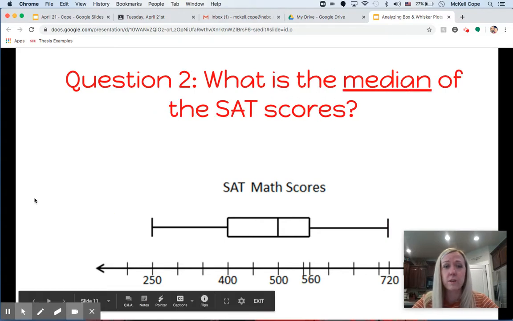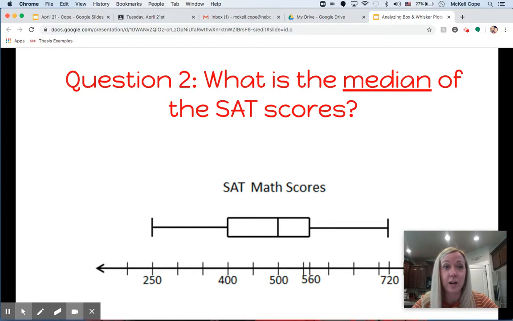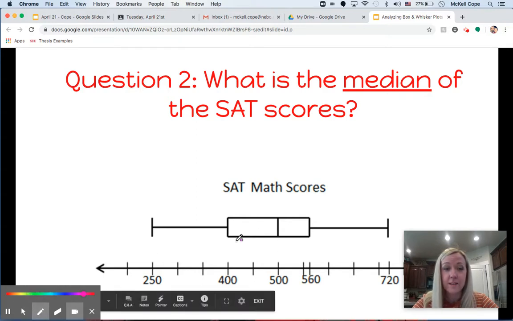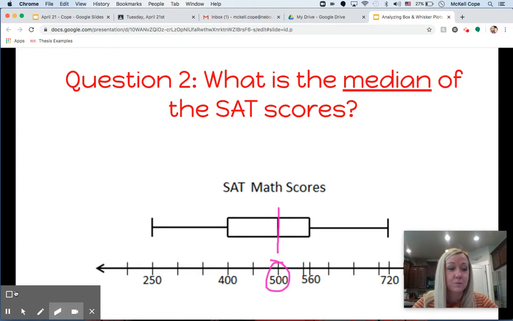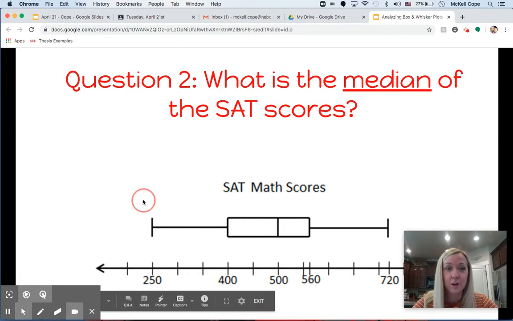Okay, so question 2, what is the median of the SAT scores? Try it on your own and then unpause. Okay, so the median, remember, is this line right here in the middle of the box. So I'm going to identify the line right there that cuts my whole data in half. So the median is this line right here, and the median is 500. That is the number that is exactly in the middle of this set of data. All right, let's move on to the next one and try this one on your own.